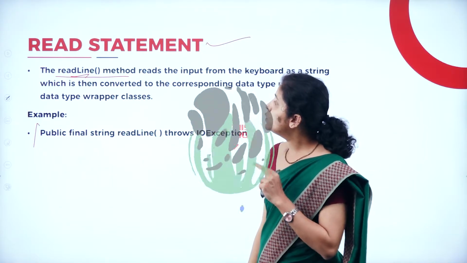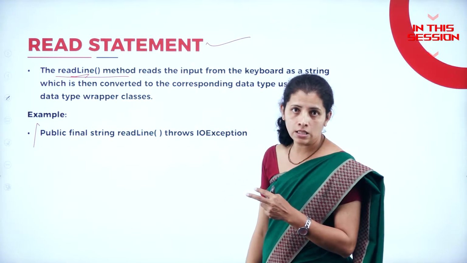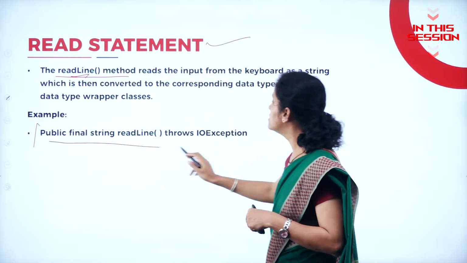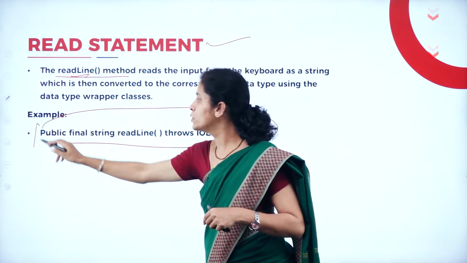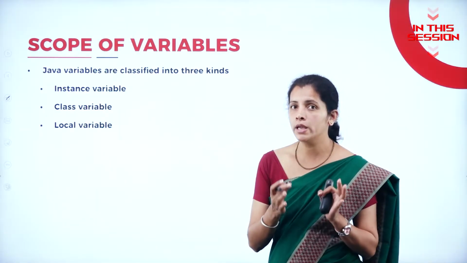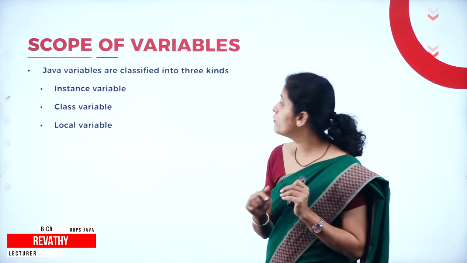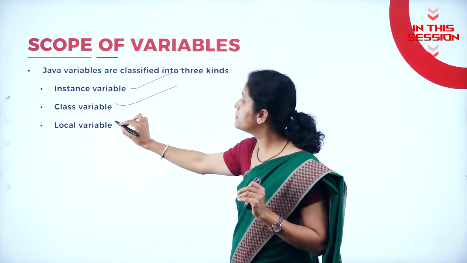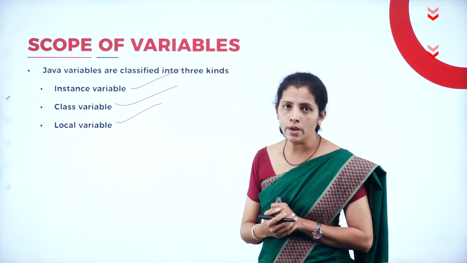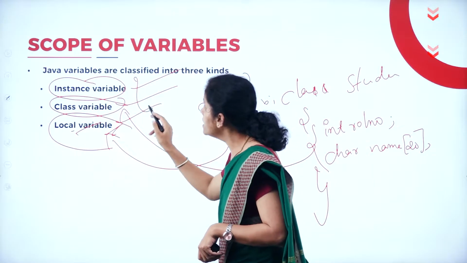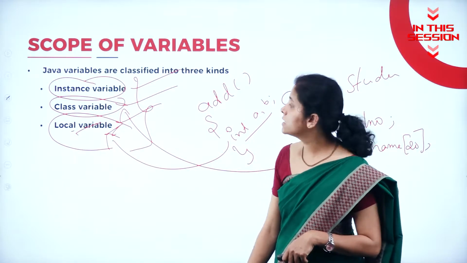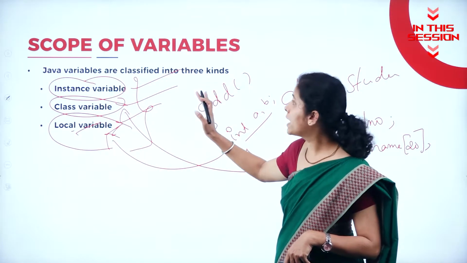Suppose if I want to use readline method or function in my program, then this is the syntax I'm going to have. When I talk about variables, there are three types of variables, that is instance variable, class variable, as well as local variable. These are the three different types of variables we are going to use in our Java programming.